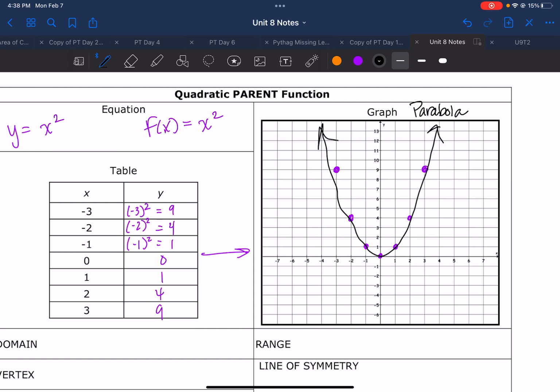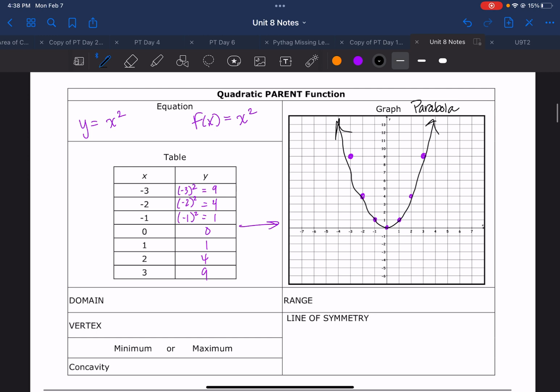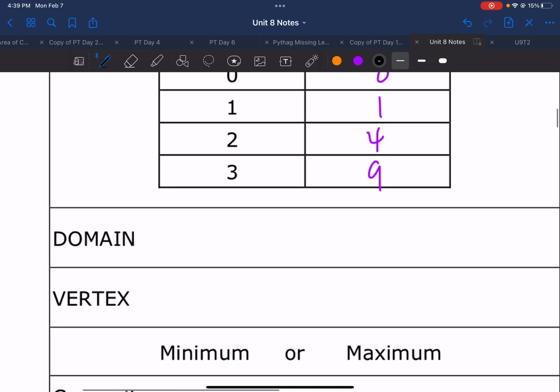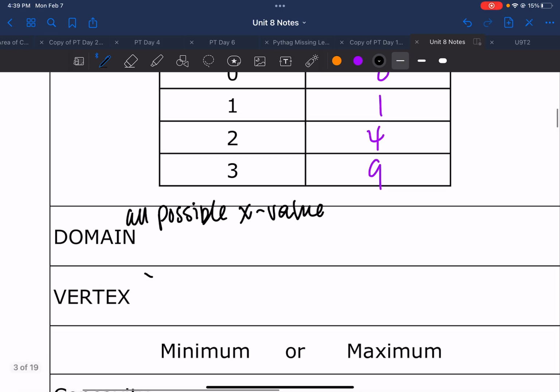Now, what are some characteristics of this parabola or this quadratic function? We have some things that we have to remember. So first, domain. Remember, domain and range. It was a long time ago when we did domain and range. Domain is all possible x values, and range is all possible y values.